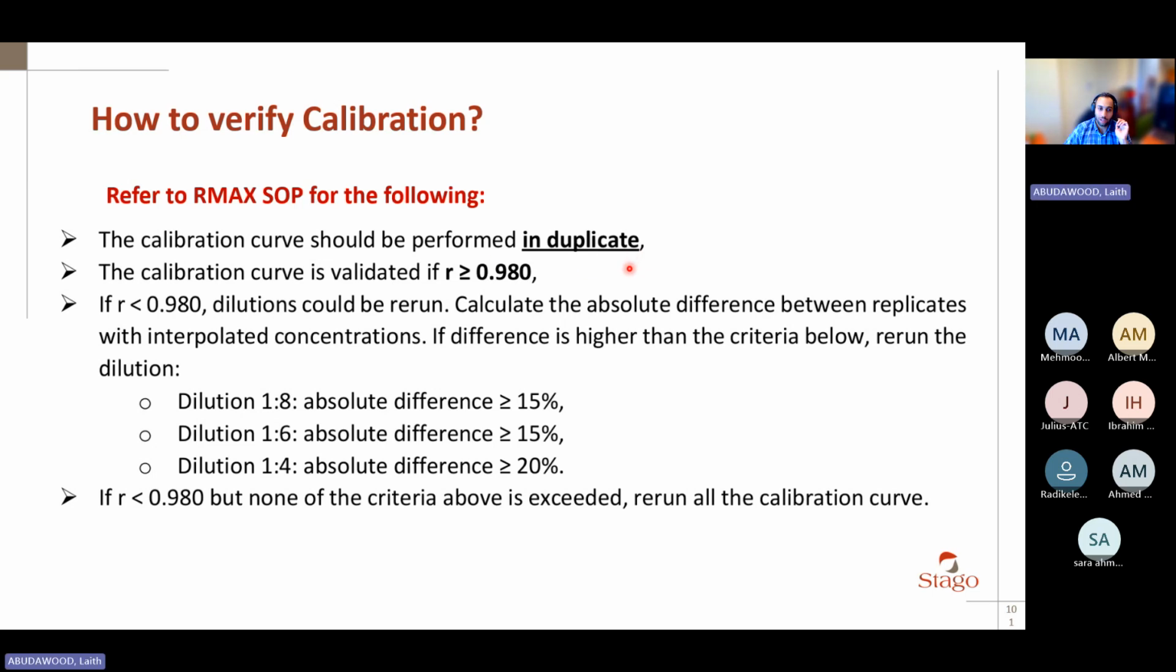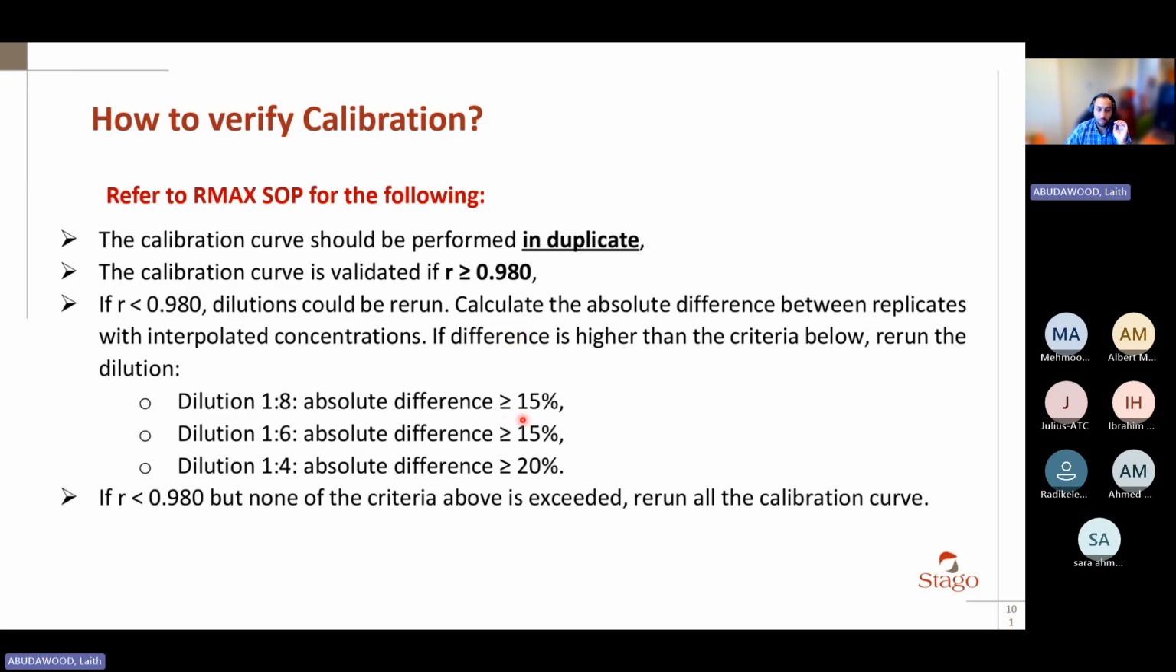Now, for von Willebrand RCO, you will see some descriptions here that if dilution 1 to 8, the difference between two measurements is 15%. This is if you run the calibration in duplicate, but I told you do not run the calibration in duplicate, please. It will fail. It is very likely that it will fail and you have to repeat it until the kit runs out, which is not very good. It's a very expensive kit.